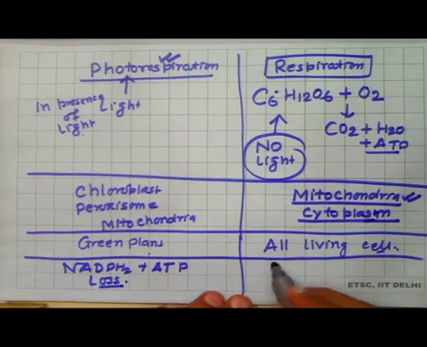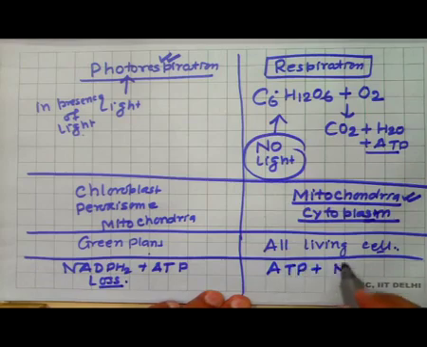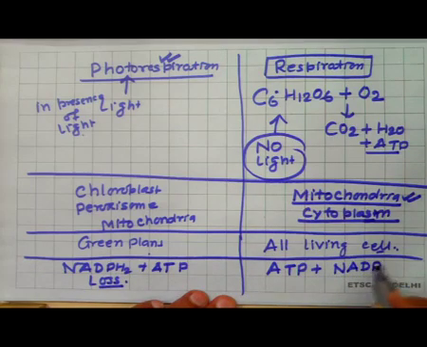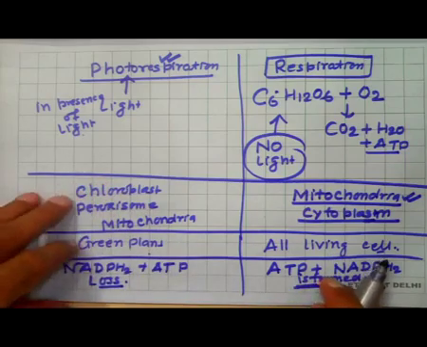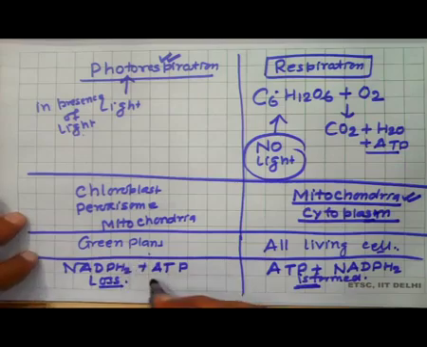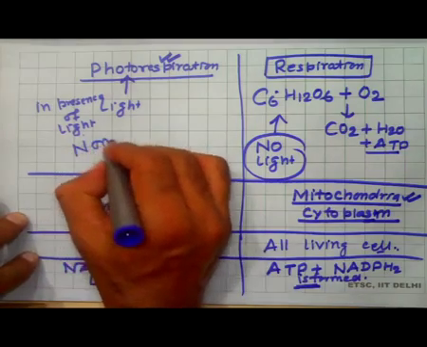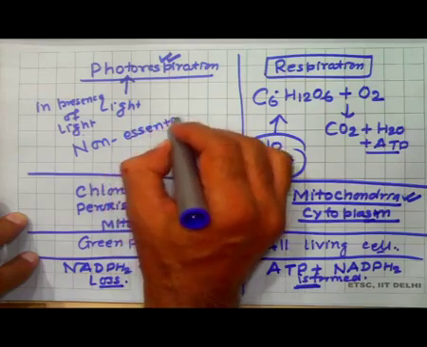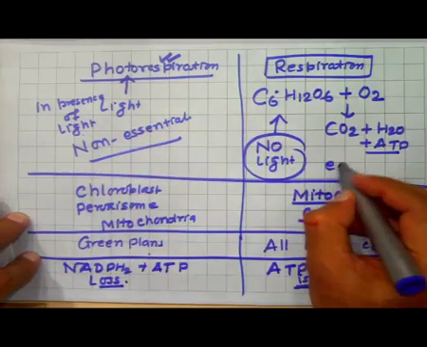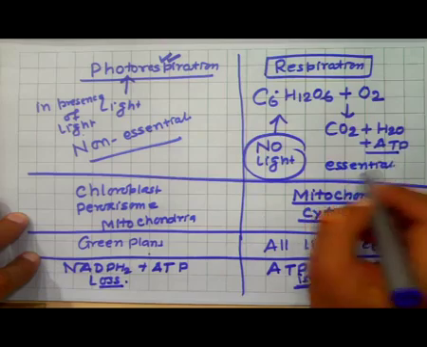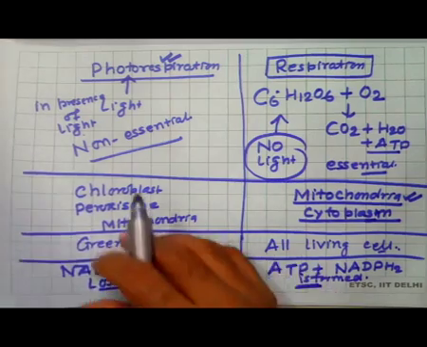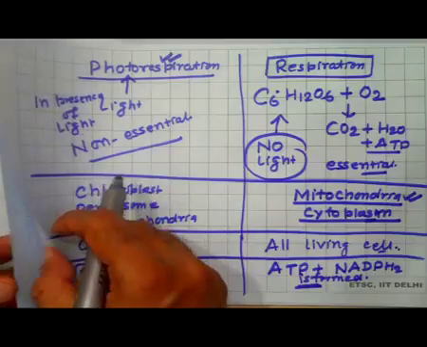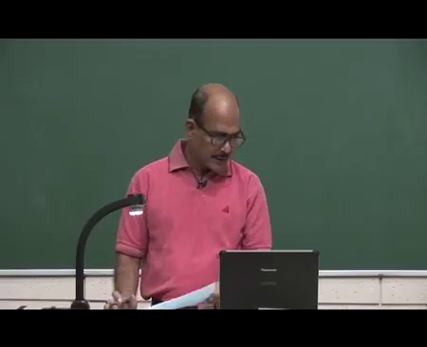Here, in respiration, ATP and NADPH2 are formed, which are required for energy generation. Photorespiration is non-essential, we can say it is non-essential, but respiration is very essential. So, these are the differences between photorespiration and respiration. Respiration we will discuss later on.